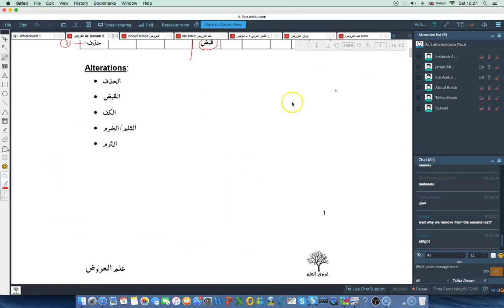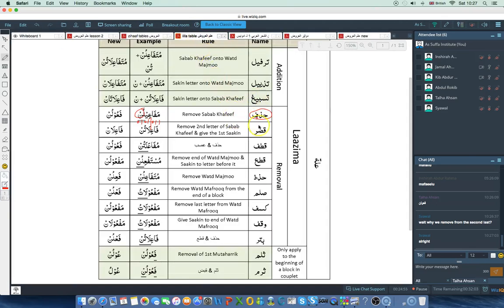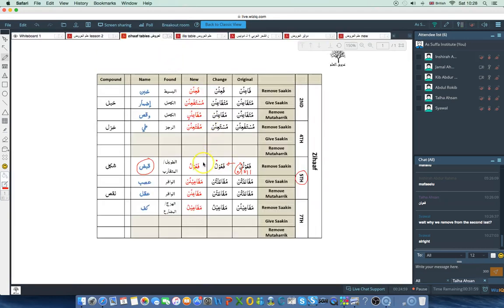Okay, next. Kaf. Let's go to the illa table. So over here, where's kaf? Okay, kaf's over here. So kaf is the removal of the seventh sakin. So the seventh letter, if it's a sakin, remove it. For example, like 1 1 0 1 0 1 0. Okay, you tell me which one am I going to remove? What is it going to become?